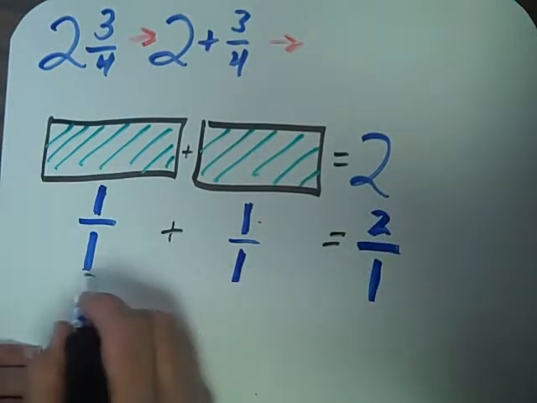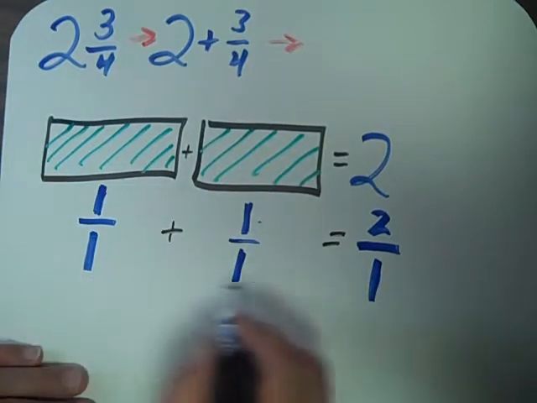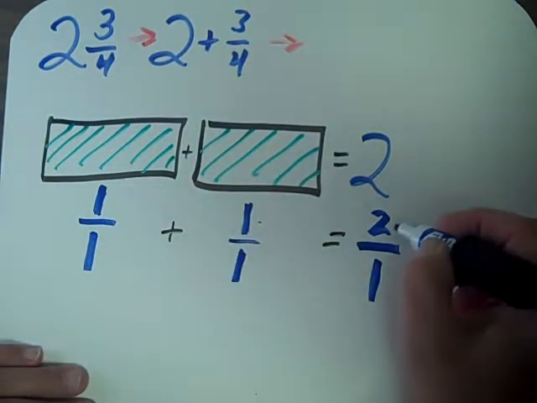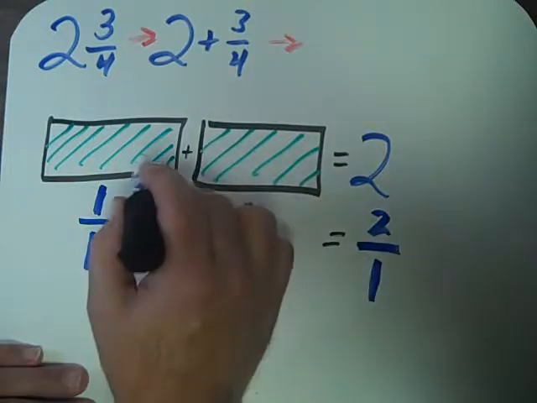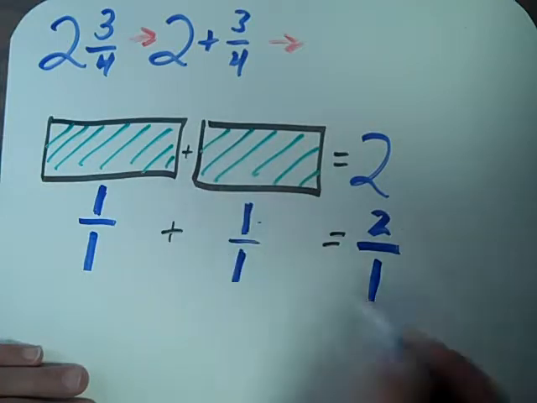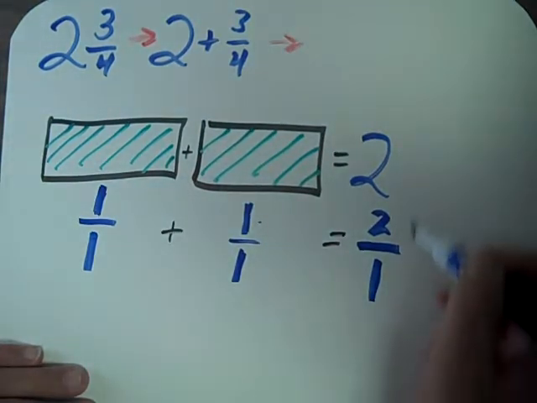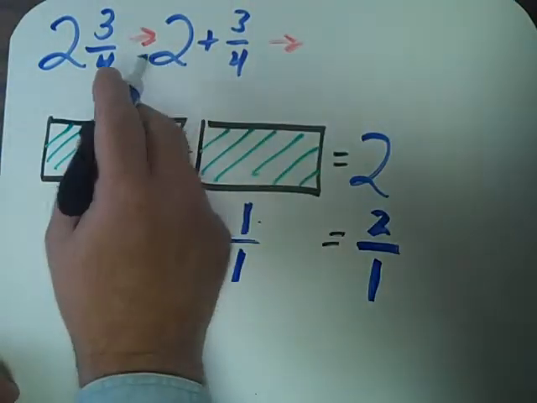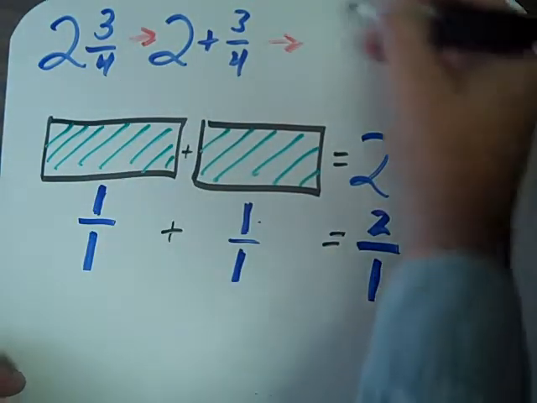Our denominators are the same, so we can just add straight across. 1 plus 1 is 2. So the reason this is 2 is because one piece is broken up into 1, and we are counting 1, 2 of those 1. So 2/1 is the same as 2. I'm going to put that up here. 2 is the same as 2/1.